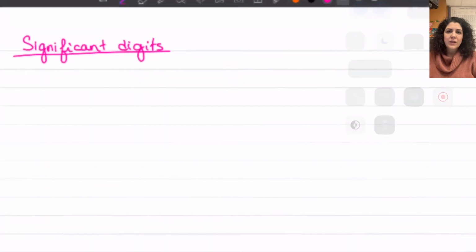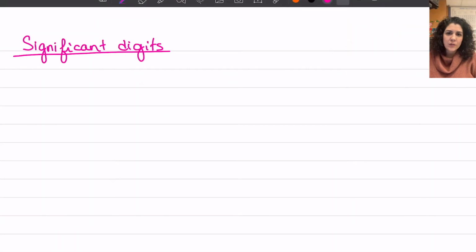Hello everyone. So today's lesson is going to be on significant digits. These are going to become important when we're doing both chemistry problems and later on physics problems. Significant digits are any digit that is used to indicate how precise a measurement needs to be.